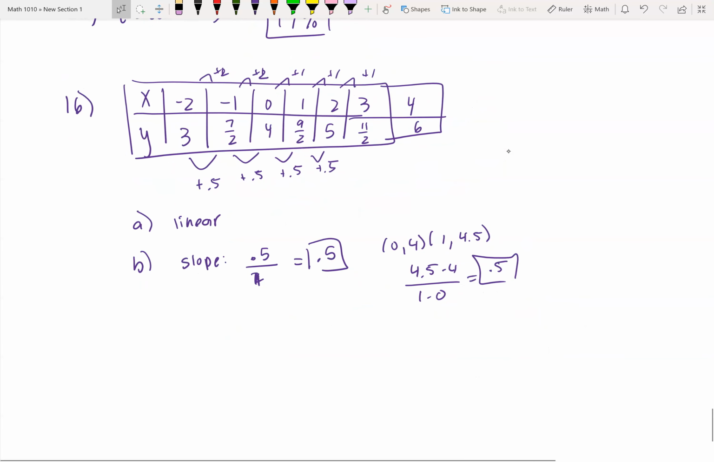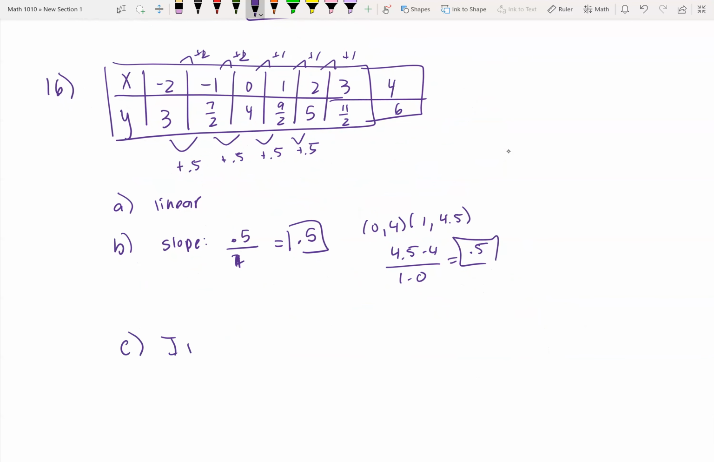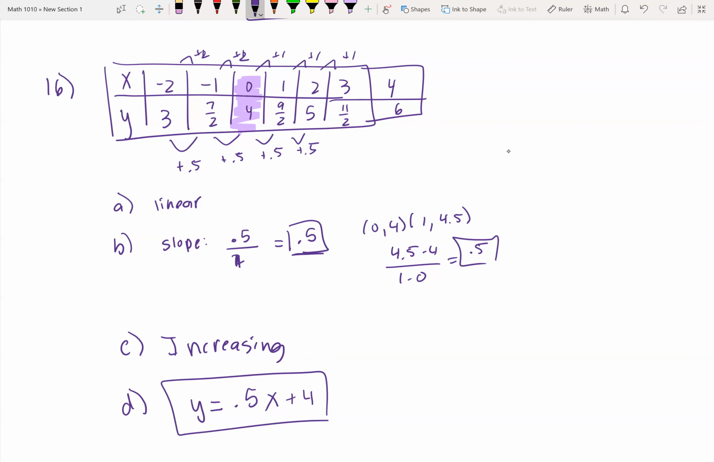Is it increasing or decreasing? Well, look at the numbers. You can see that it's increasing. And then what is the equation? Well, the equation is going to be y equals, we know the slope is 0.5, so it's 0.5x. This right here would be the y-intercept, and that's when x is 0, and they gave it to you right there. So that would be plus 4. If I were you, I would check it. If I put in a 0, I'd get 0 plus 4, which is 4. It totally works. If I put a 1, that's 0.5 plus 4, which is 4.5, etc., etc.